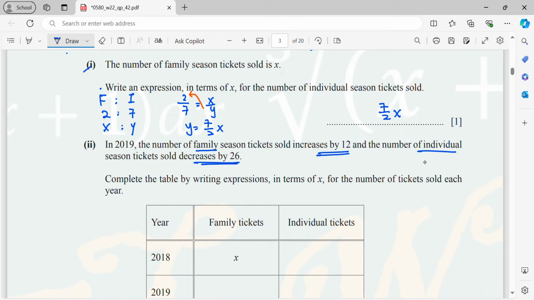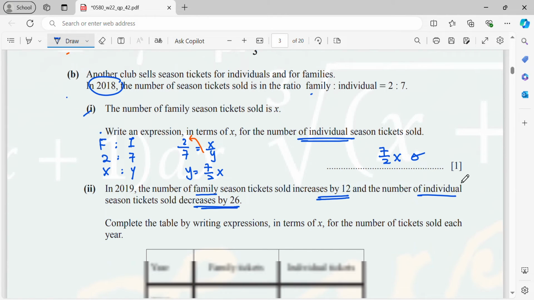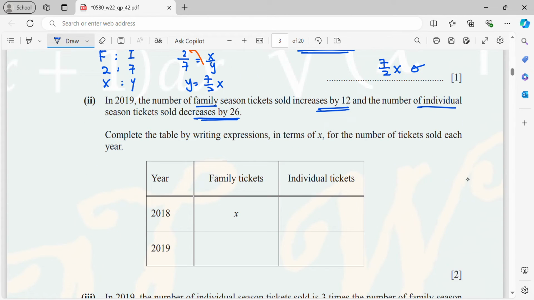Okay, so initially, look at here, in 2018, this is the number of tickets. This is the number of individual season tickets sold in 2019. So which means in 2019, the family tickets is X. Now the number of individual tickets will be 7 over 2x from the previous part.